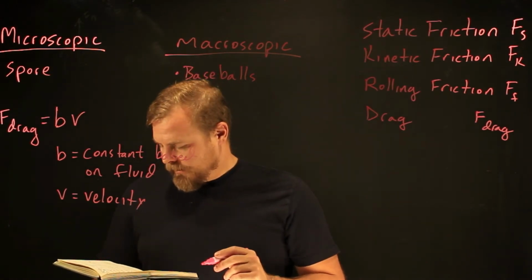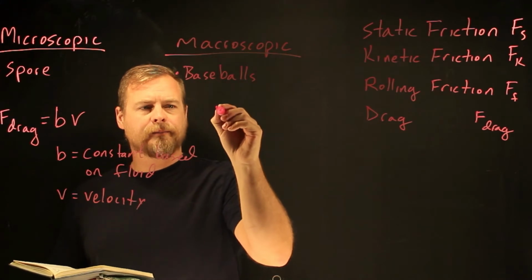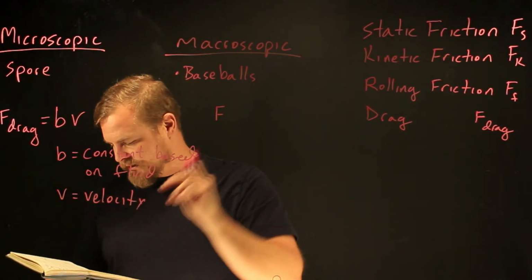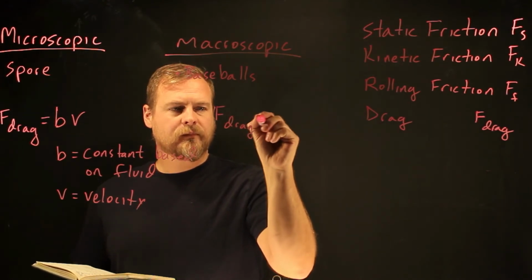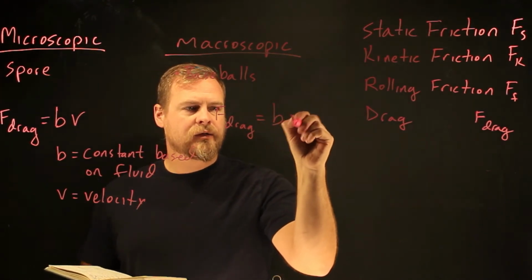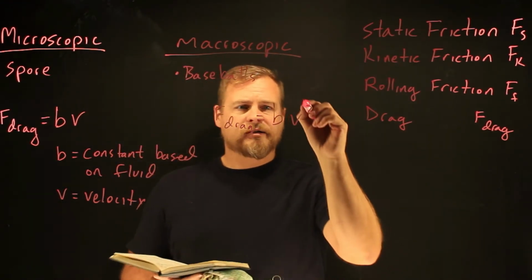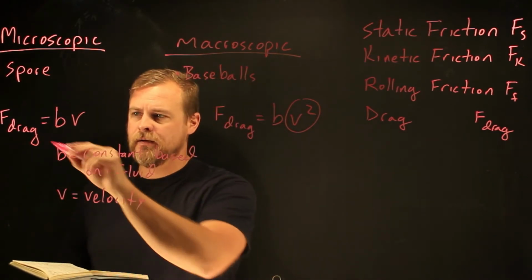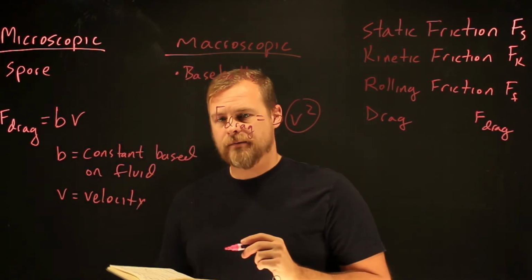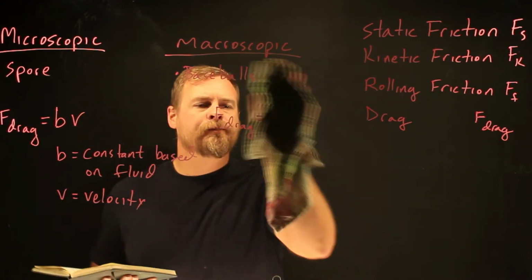Macroscopic is going to be a little bit different, and so you have a larger effect on the velocity. So F drag is the constant times the velocity squared. So this affects your object much more than just a microscopic object. So this is drag. Drag has some implications of its own.